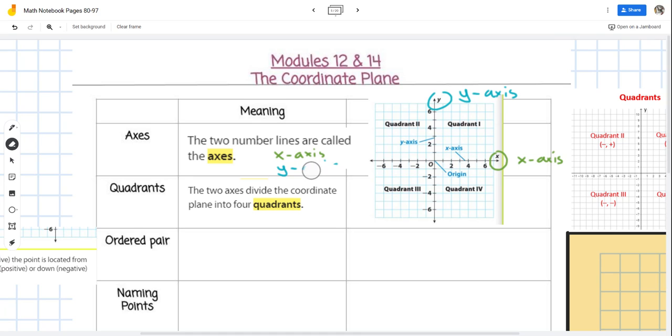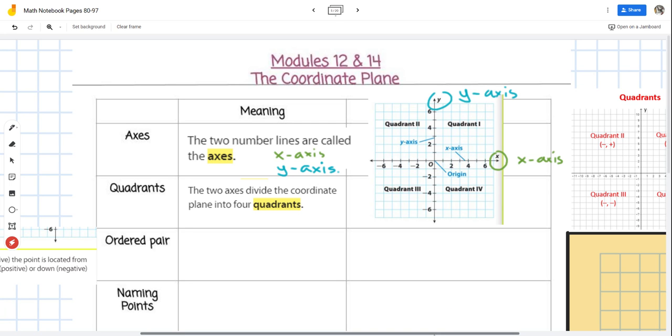So let me fix this real quick. All right, y-axis. Okay. And you can see here, quadrants is the next vocabulary word. We've got the two axes divide the coordinate plane into four quadrants. And these quadrants you can see are labeled. We've got quadrant 1, quadrant 2, quadrant 3, and quadrant 4. So if you start in quadrant 1 here, you're moving in a counterclockwise rotation.